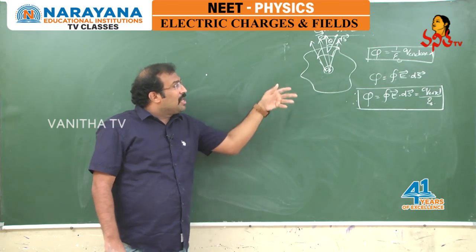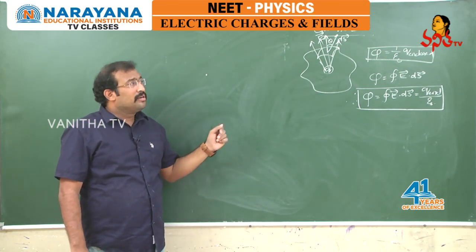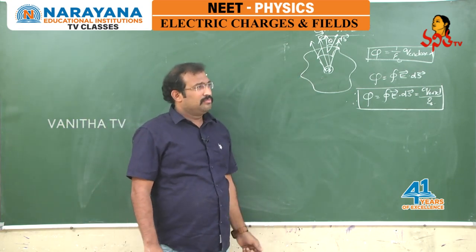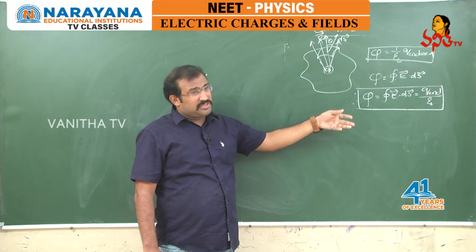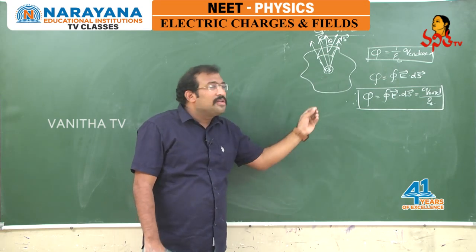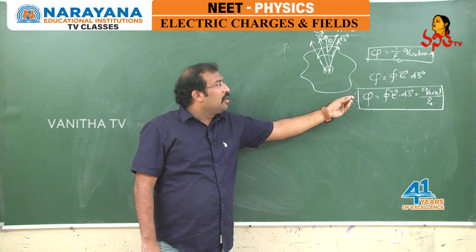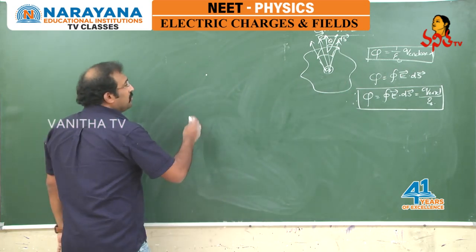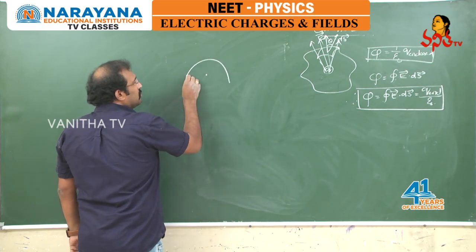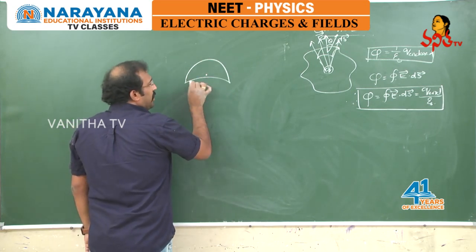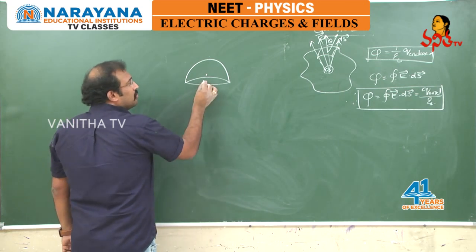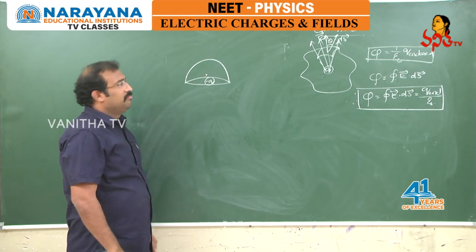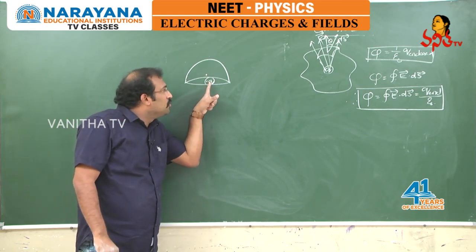Now, let us see how we apply Gauss law for different surfaces. Before we go for that, let us find the flux due to a charge enclosed by a surface. For example, there is a spherical shell where a charge is placed at the center of the shell. What is the flux through this shell?